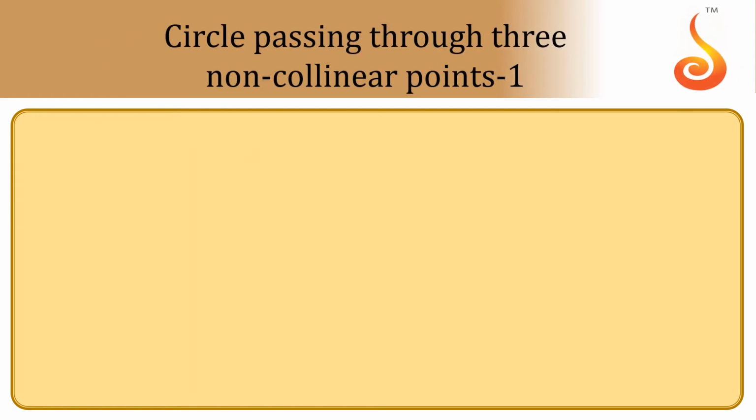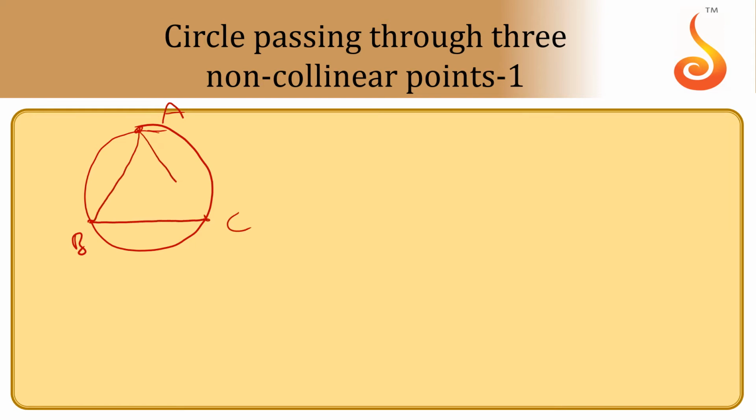Now let us discuss the circle passing through three non-collinear points. You know that if three points are non-collinear, you can form a triangle. The circumcircle of the triangle is a circle passing through the three non-collinear points.